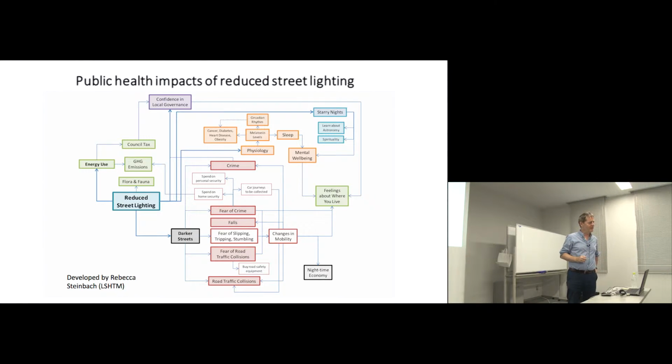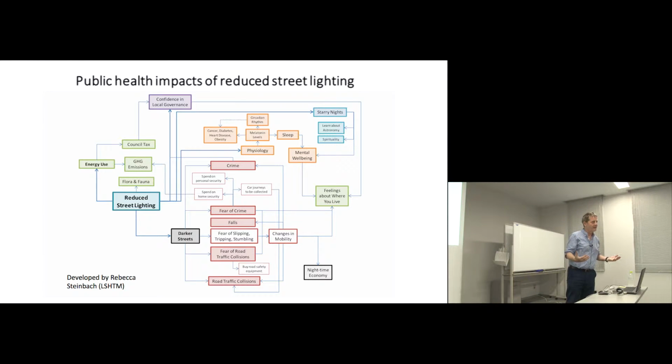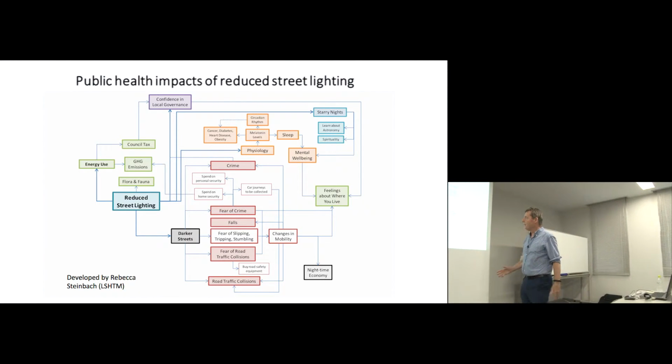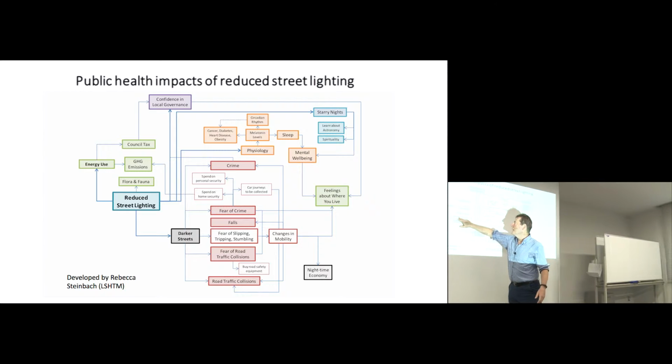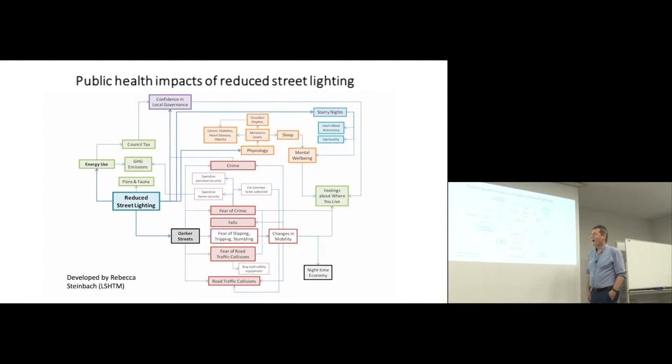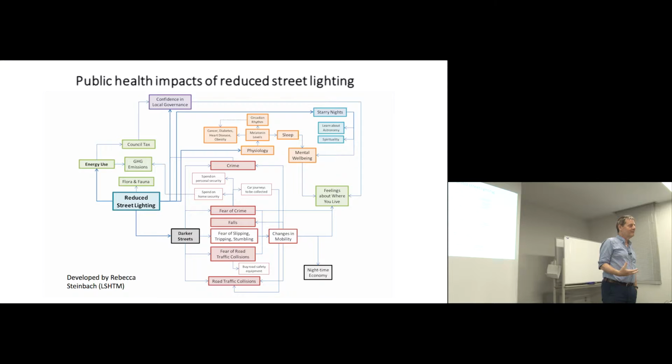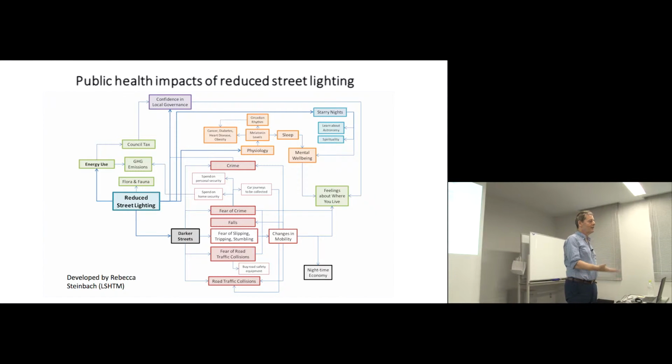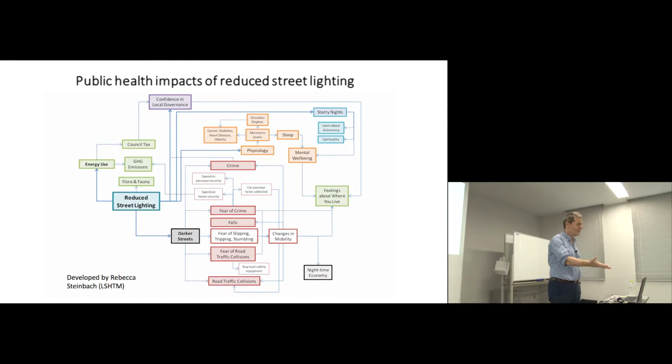And the issue then becomes the aggregate of these effects. How does that compare to the money you save? So everything is about this reduced street lighting. Where to start? Well, what do we first of all think of if we reduce street lighting? What would you think of first of all?